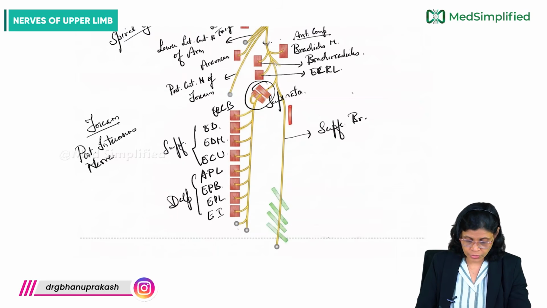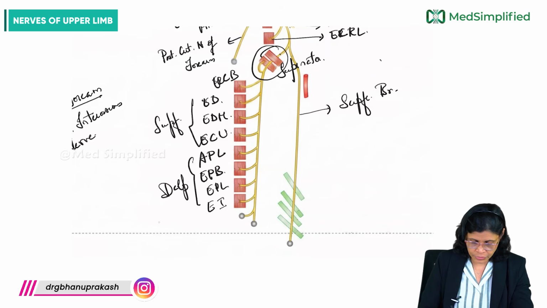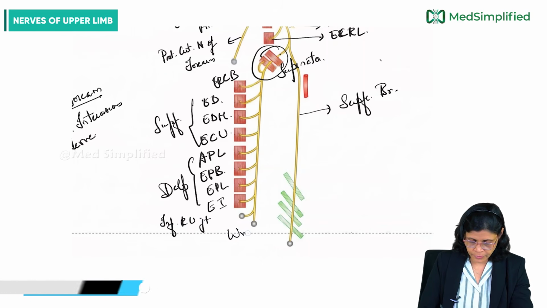And it also supplies two joints. It gives articular branches to the inferior radio-ulnar joint as well as to the wrist joint.